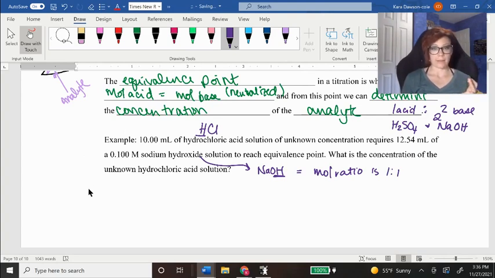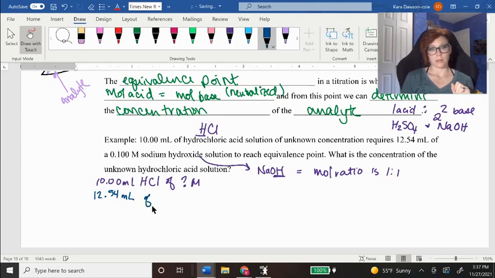So I have 10.00 milliliters of HCl, with an unknown molarity. And then I also have 12.54 milliliters of a 0.100 molar NaOH. Again, I'm going to multiply these together, and then I need to find my concentration, my molarity of HCl.